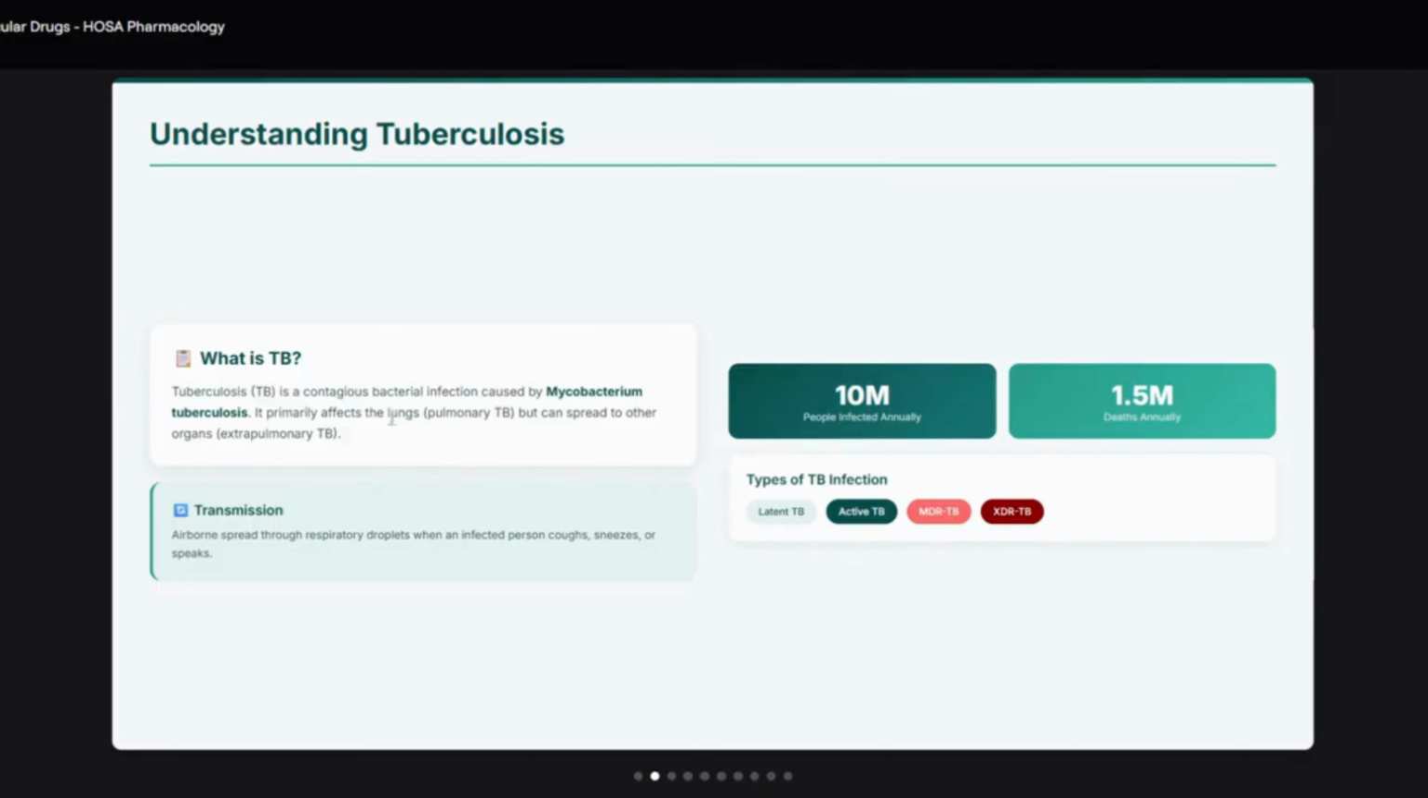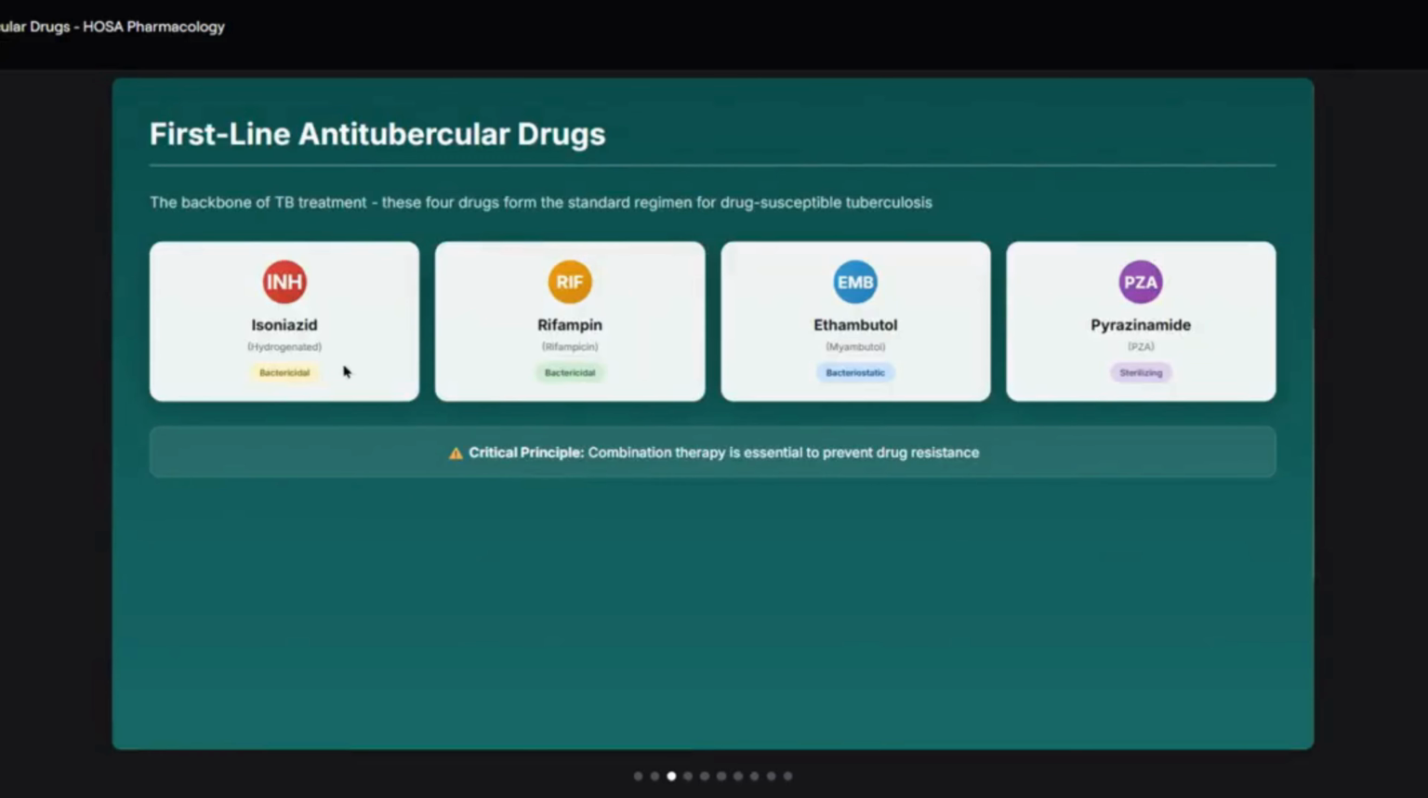So basically, it's a bacterial infection in the lungs, and it can spread to other organs. Plus, it is highly contagious. These are all 4 drugs. I would suggest memorizing each of these drugs and what exactly they do, considering that there's only 4 drugs and it's sort of a big section.